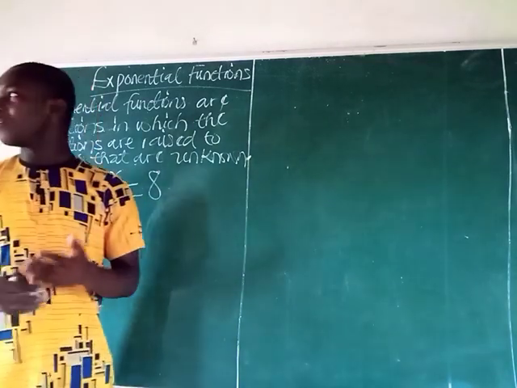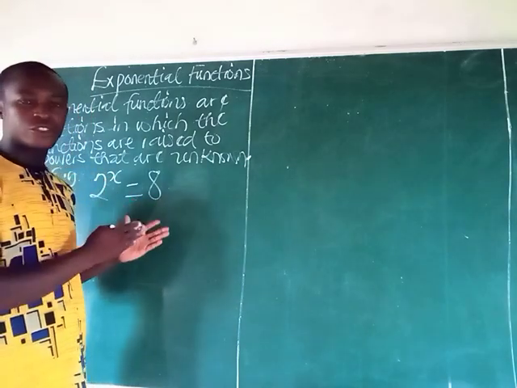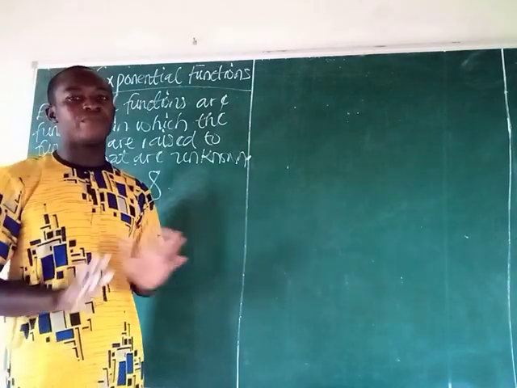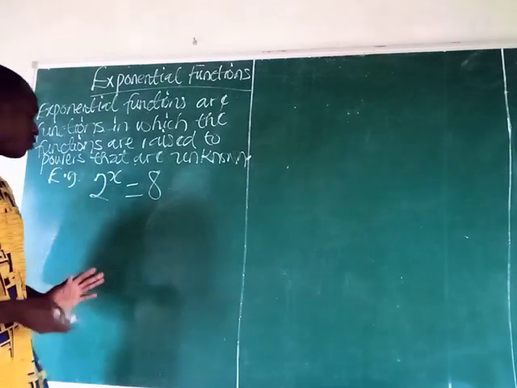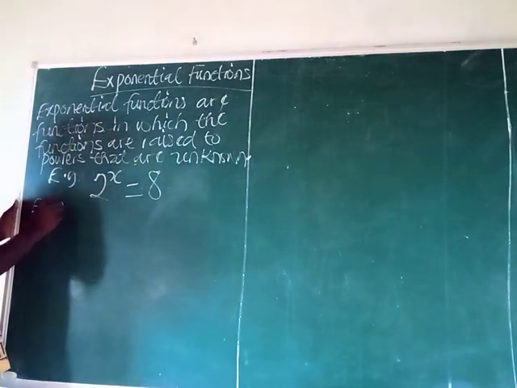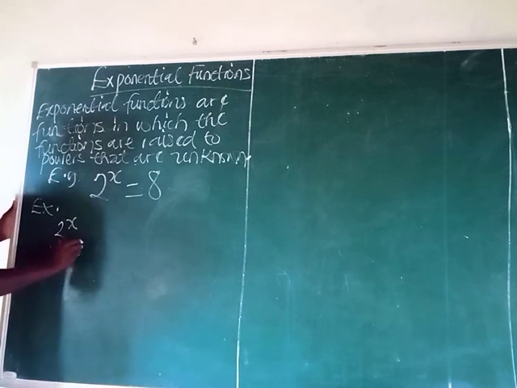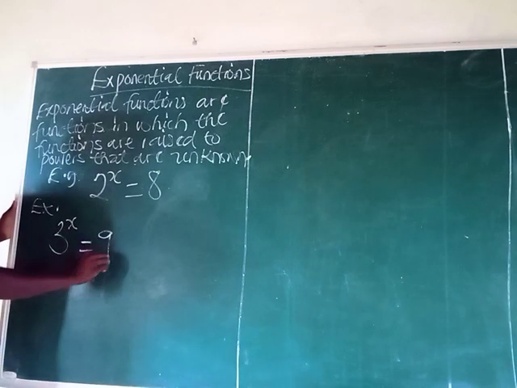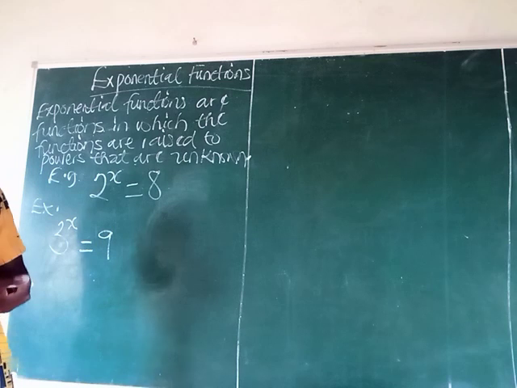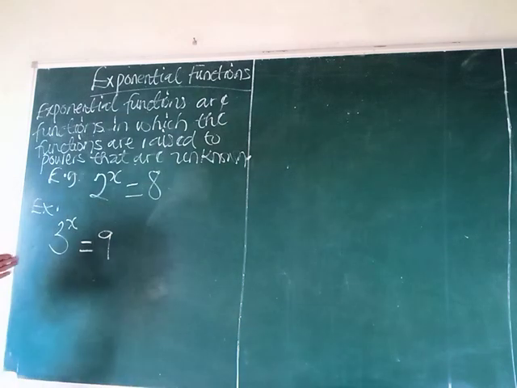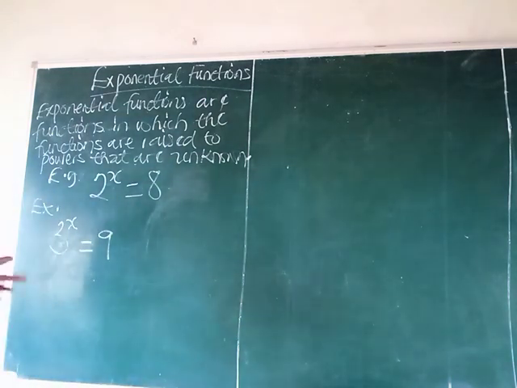So how do we find the unknown value in such a function? It is very, very simple. First, we are going to look at an example. Let's say we have 3 raised to the power of x is equal to 9. When you have a function like this, how do you treat it?